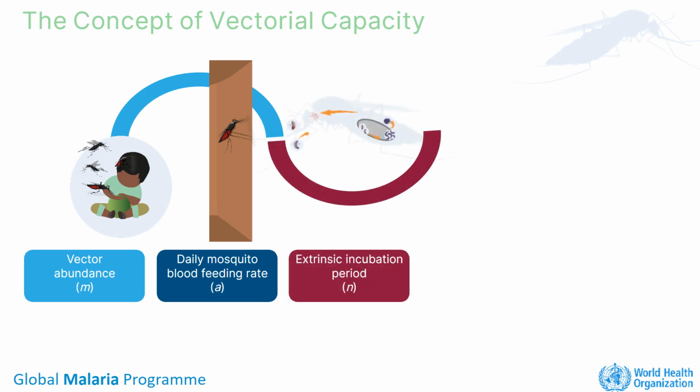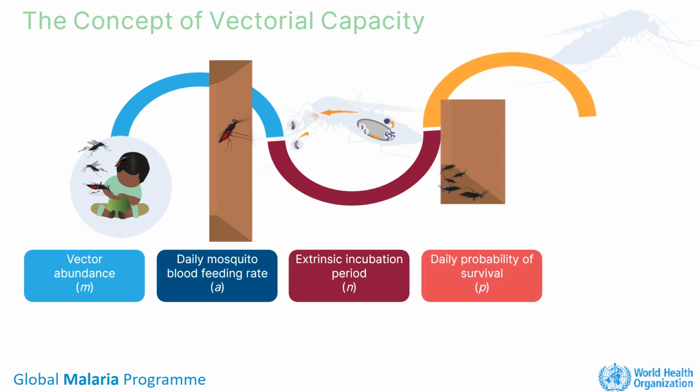The number of days required for the extrinsic incubation period, or sporogeny, of the parasite within the mosquito is represented by N. We learned from Unit 2 that the duration of sporogeny depends on the parasite and mosquito species and ambient temperature, but generally it takes from 8 to 10 days. That's a long time for mosquitoes who have relatively short lifespans.